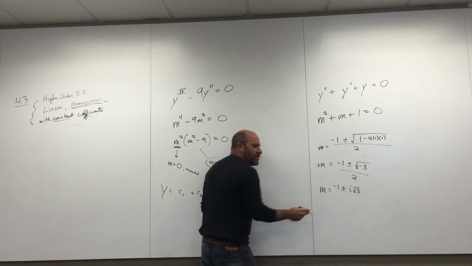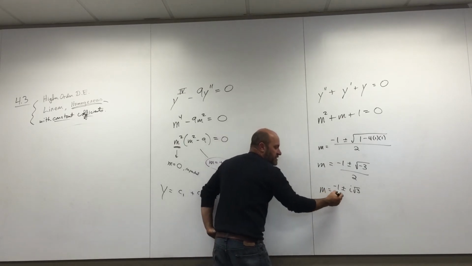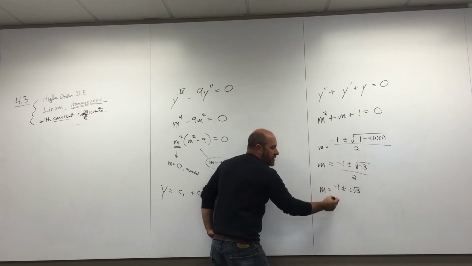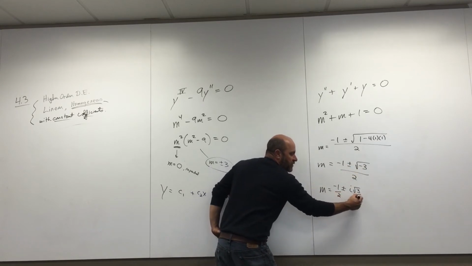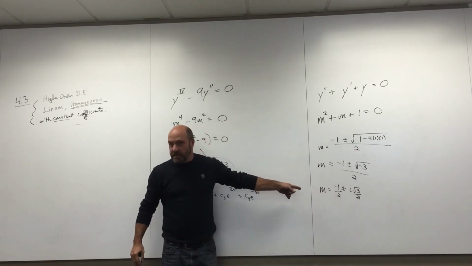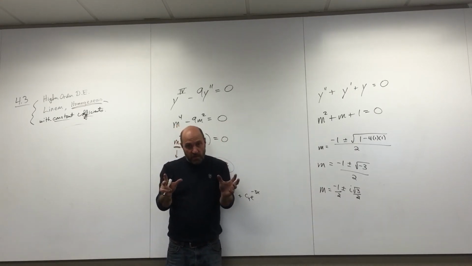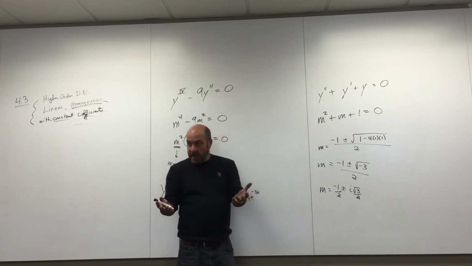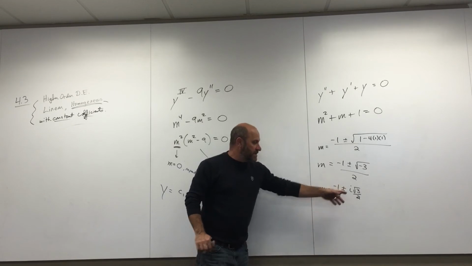When you have imaginary answers, you like to have the real part and the imaginary part separate. So I'm going to put this over 2 and this over 2. I know they have a common denominator of 2, but I'm writing it like that because that's how complex numbers are written, as a plus or minus bi. The real part and the imaginary part separate.